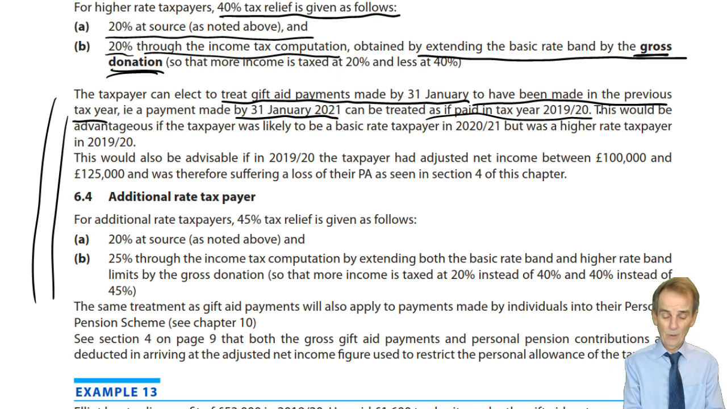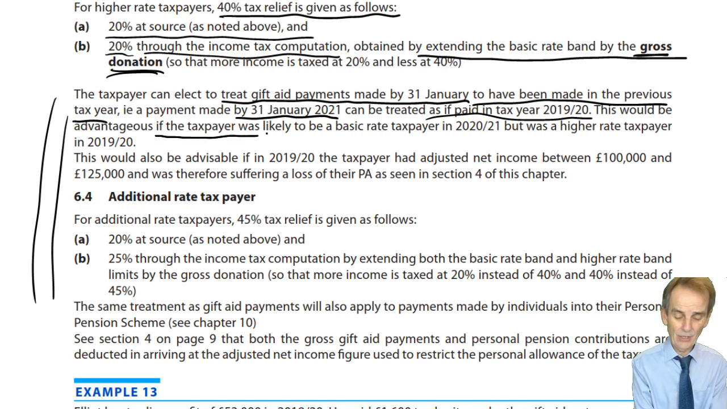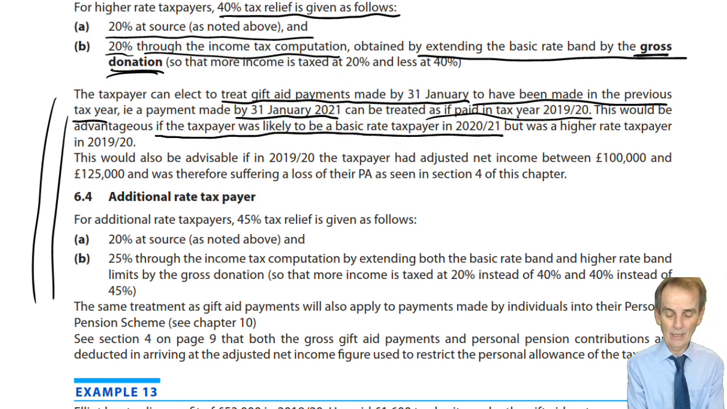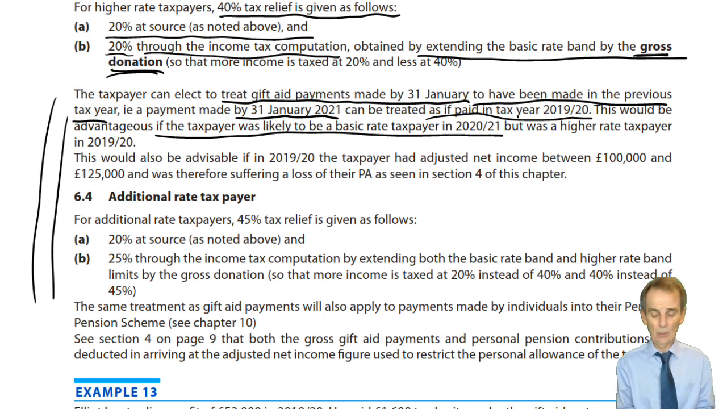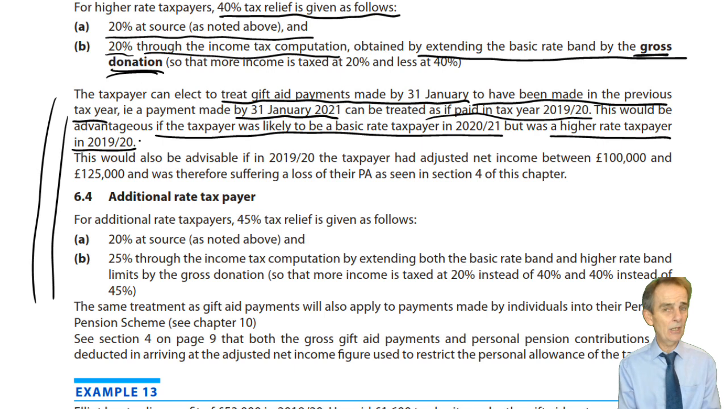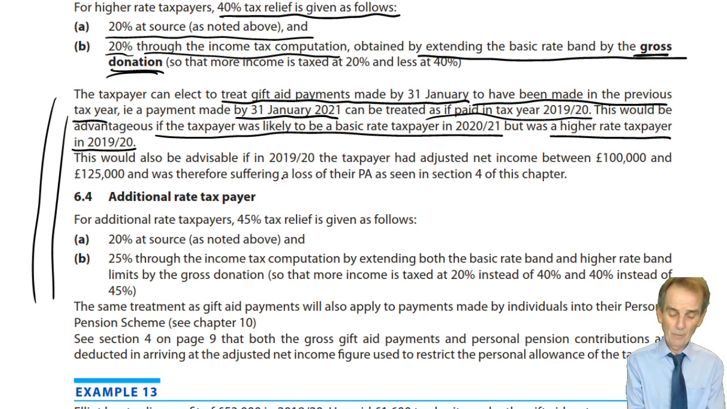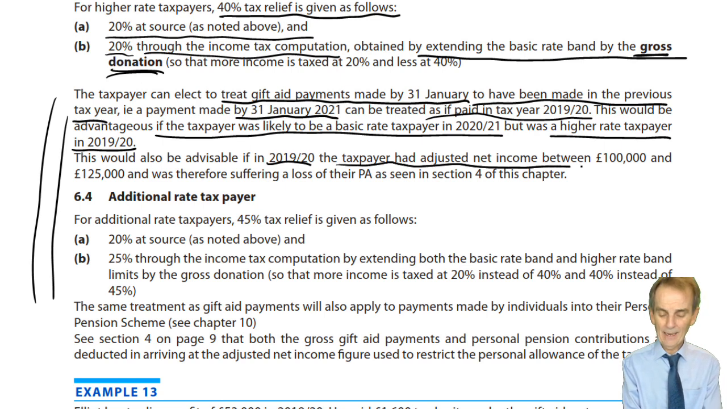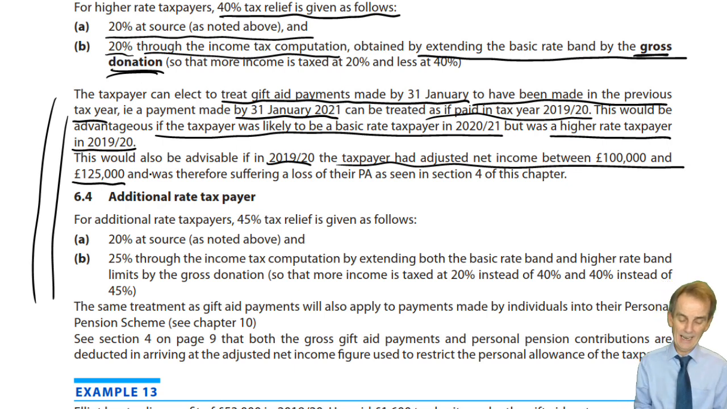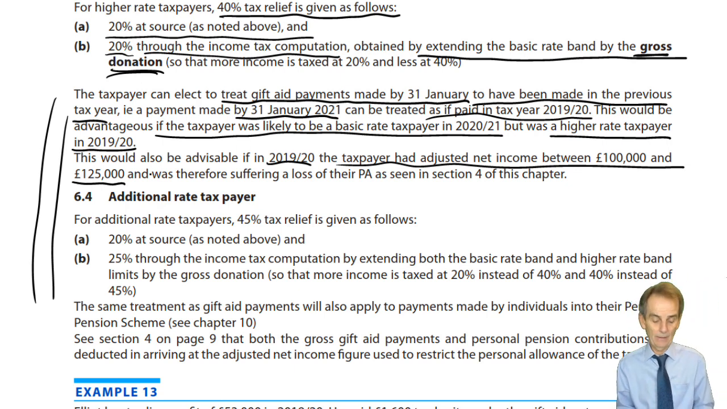Why would you do that? Well, this would be advantageous if the taxpayer was likely to be a basic rate taxpayer in 2021, but was a higher rate taxpayer in 1920. You'd far rather get higher rate relief than merely have basic rate relief there. It would also be advisable if in 1920 the taxpayer had adjusted net income between 100,000 and 125,000.